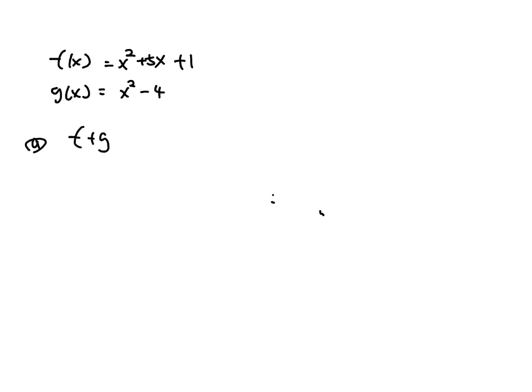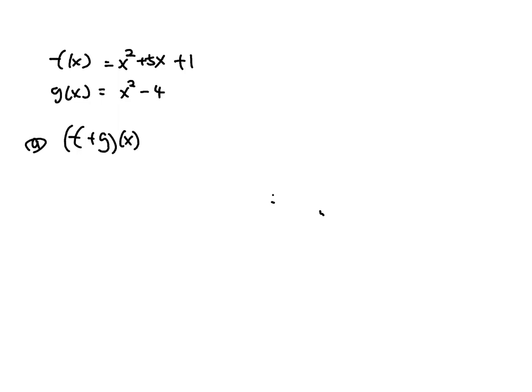Okay, so if you look at number 2, it says let f of x be x squared plus 5x plus 1, and g of x is x squared minus 4. Perform an operation and find the domain of the resulting function. So in this case, for part A, we're just doing f plus g.